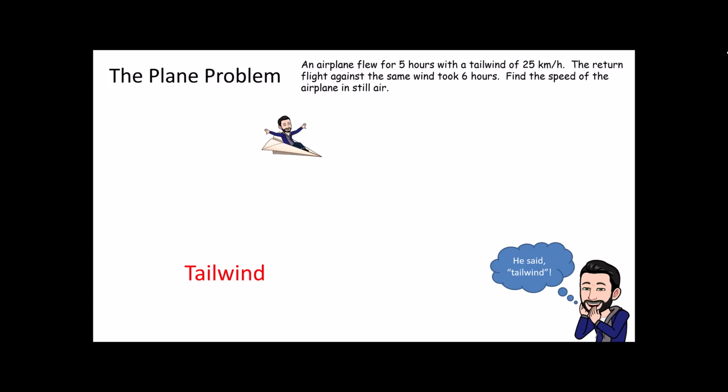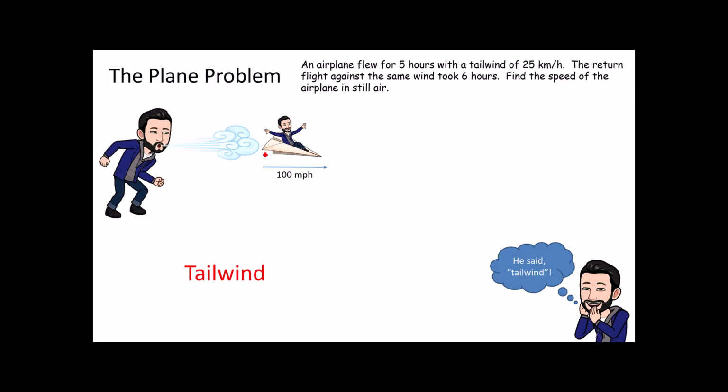Notice there's a word in here we don't necessarily know. We call it tailwind. If you don't know the definition of tailwind, this becomes a very, very difficult problem to solve. So let's talk about tailwind for just a second. If I have an airplane, and that airplane is traveling 100 miles per hour, but the wind starts blowing from behind, that's considered to be a tailwind because it's aimed at the tail of the plane, or it's coming from the tail of the plane.